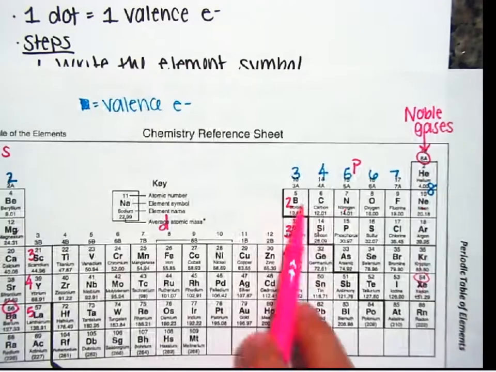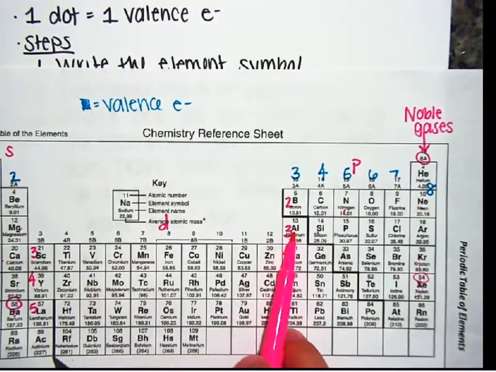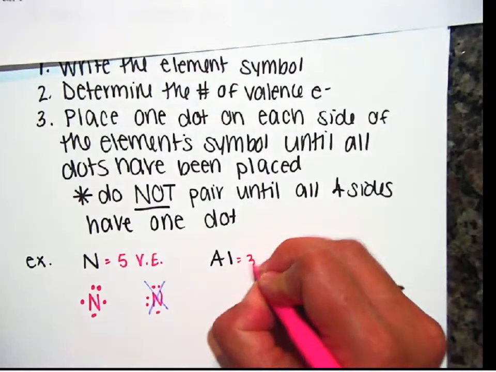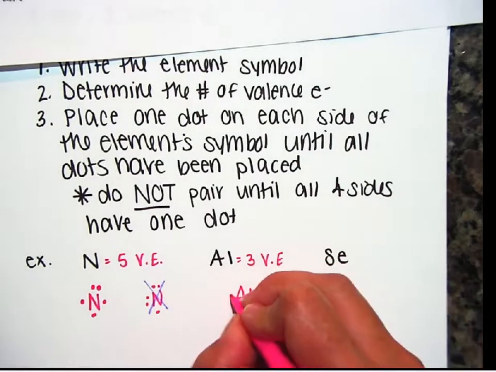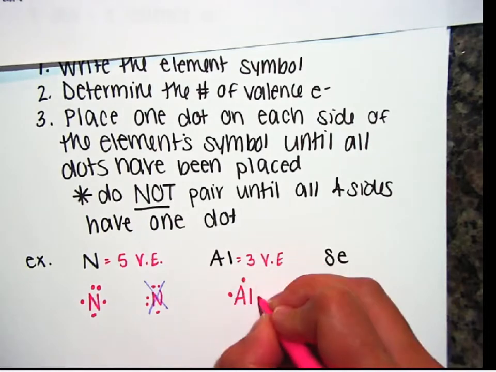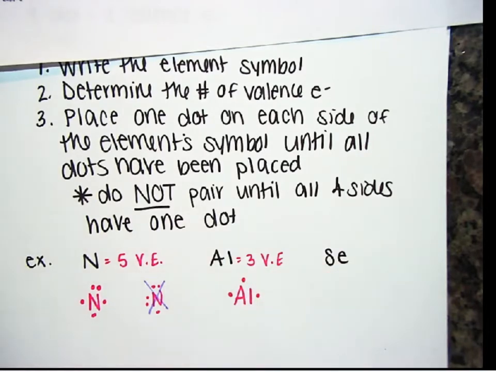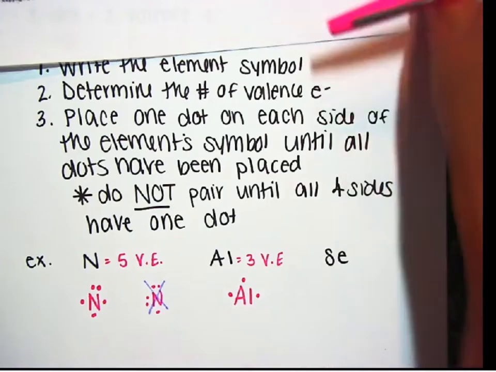Aluminum. Finding aluminum on the periodic table. Aluminum is in group 3A, so it has 3 valence electrons. We write the element symbol, one dot on each side before they can pair. So aluminum should have 3 solo dots.